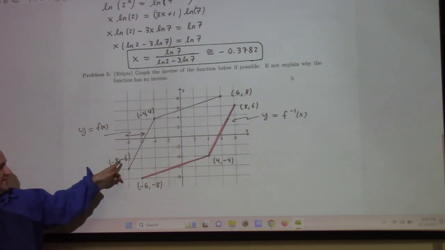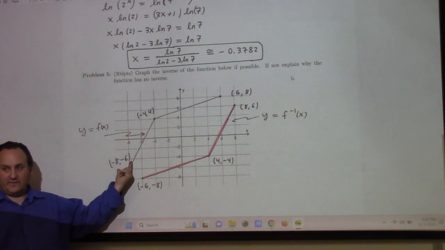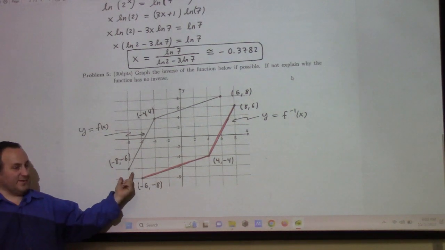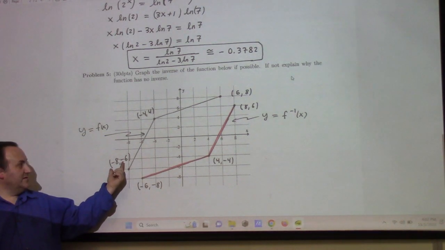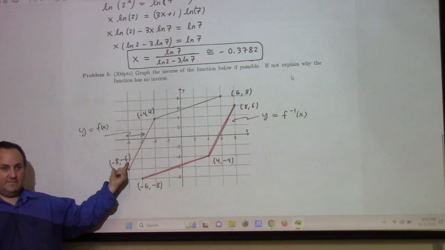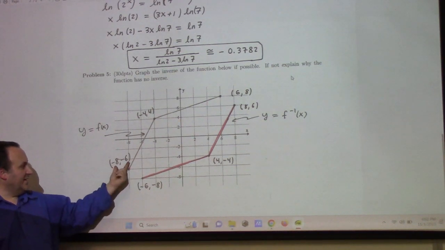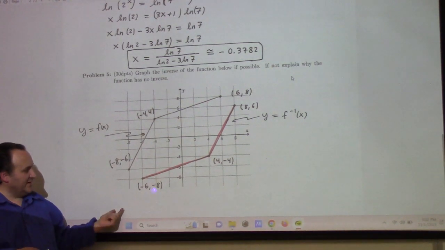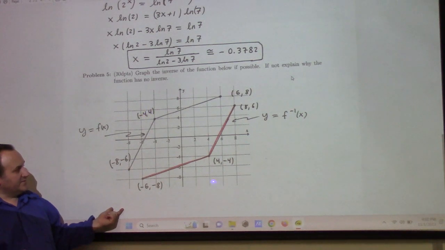And what you do is you just take the points that are on the graph, which you can see because I got graph paper here, and you just take them and you flip them. So -8, 6 I trade over here for 6, -8. My -4, 4 goes to 4, -4. My 6, 8 goes to 8, 6.